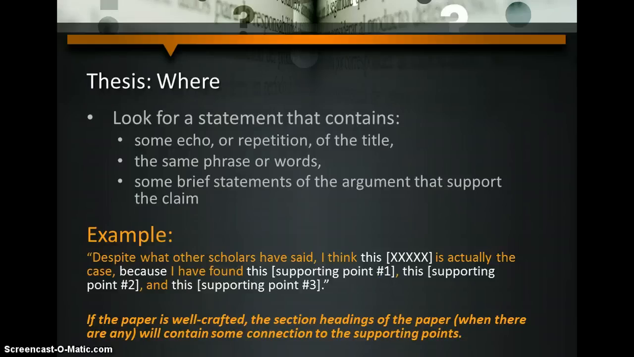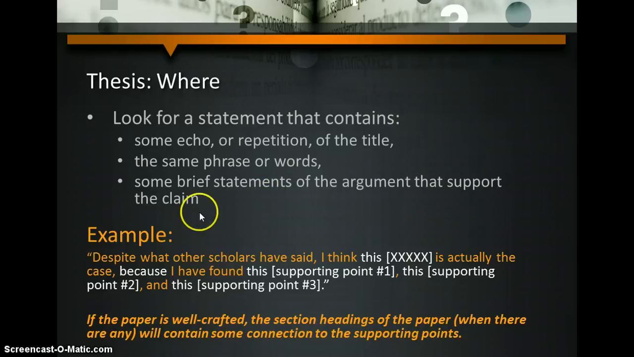So where do we look for it? First of all, we're going to look for it probably towards the end, not in the beginning. And we see that in that thesis statement, there's going to be an echo or repetition of something in the title. They'll use the same words or the same phrase, or some brief statements of the argument.